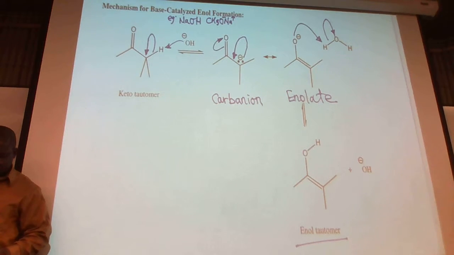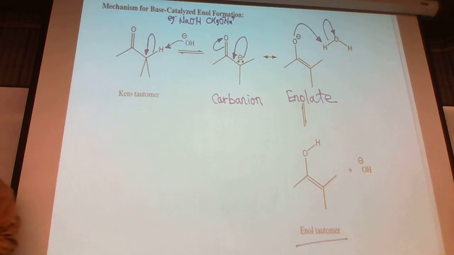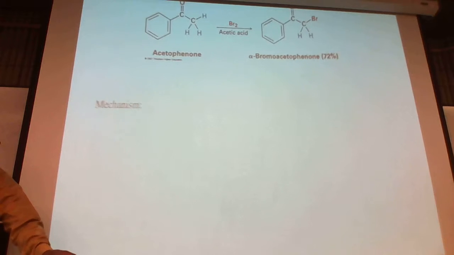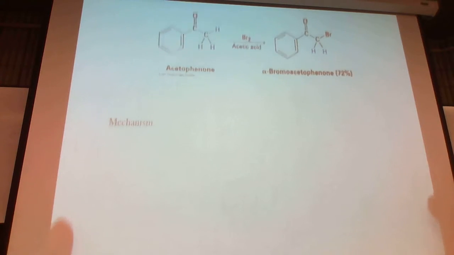Alrighty, so now let's look at the first reaction. Alpha halogenation reaction of aldehydes and ketones.